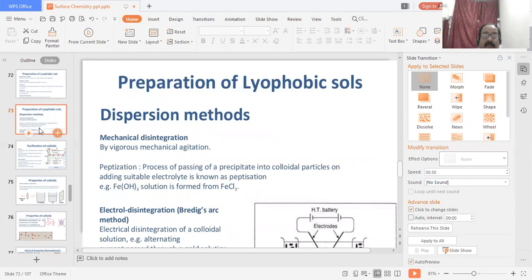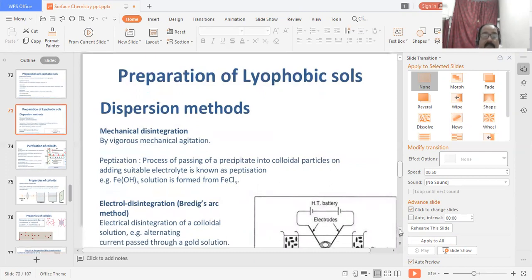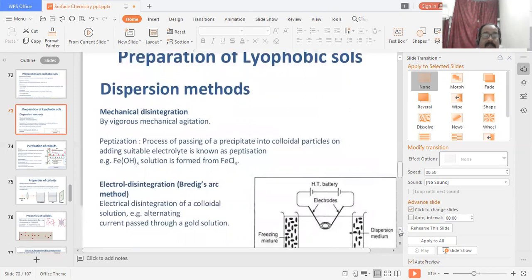Preparation of lyophobic sols. Number one, dispersion method. In mechanical dispersion, the particles are broken down by various mechanical agitation. Then peptization: the process of converting a precipitate into colloidal particles on adding a suitable electrolyte is known as peptization, for example ferric hydroxide sol is formed from ferric chloride. And electrical disintegration means Bredig's arc method.